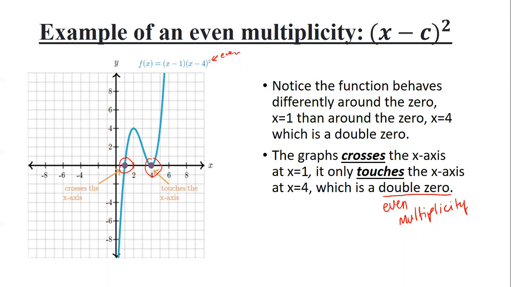Now, notice here at x equals 1, the factor was x minus 1. If there's no number there, what is the power of that binomial? 1. And 1 is what? 1 is odd, right? So it has an odd multiplicity. When there's an odd multiplicity, it's going to cross the x-axis. That's why most of ours have been crossing, because they've been odd multiplicities. There's only been one of that factor.